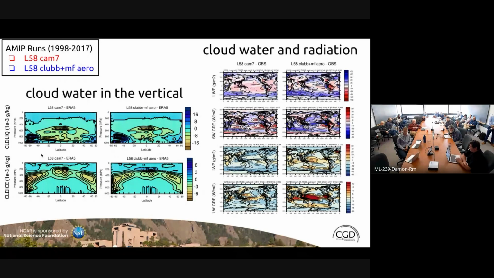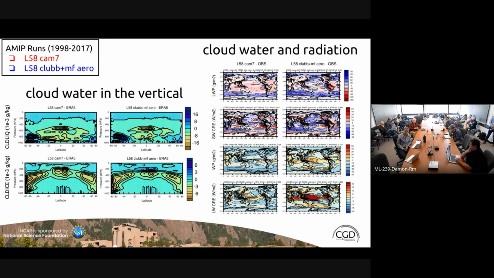So I'm going to do the same thing for cloud ice, which is just in the lower panel. The ERA5 has a lot of cloud ice, and so when you compare it to CAM7, you get all these negative biases aloft. And when we go to CLUBB-MF Aero, basically you just reduce those by some amount. In the case of the equator, it looks like you're forming ice clouds higher than what you even see in ERA5, which is a property of CLUBB-MF. We have deeper convection, which I'll show in the next slide.